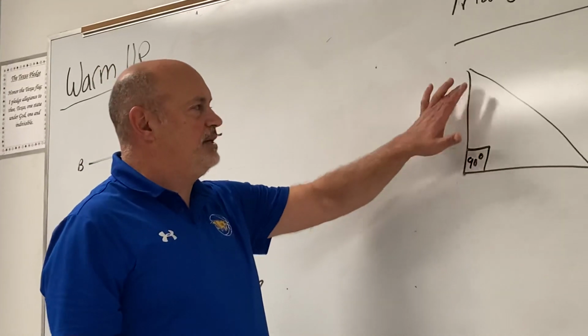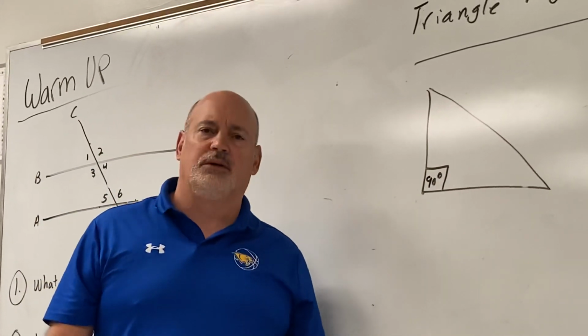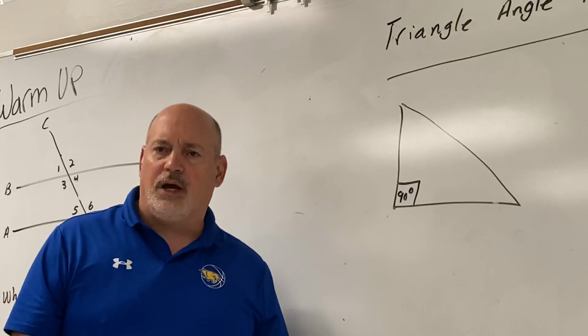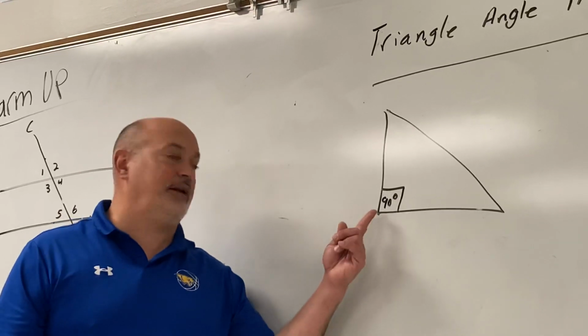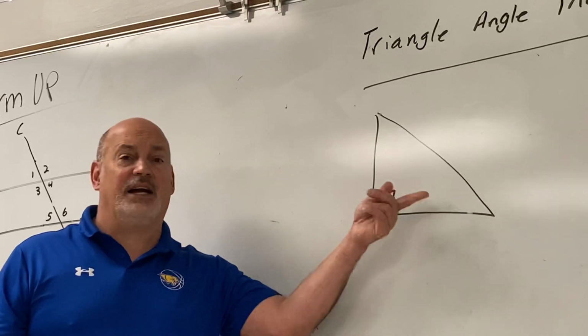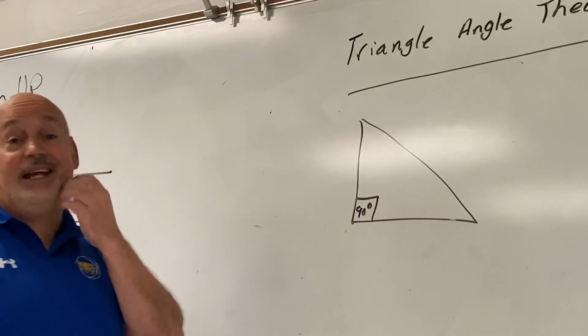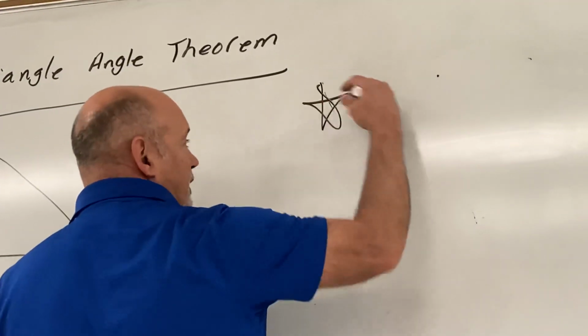How many degrees do all three corners of a triangle have to add up to? I hear 180. Any others? 90? Well, I got 90 right here, and I got two more, so doesn't it have to be bigger than 90? Okay, and it is 180. So put that in your notes.